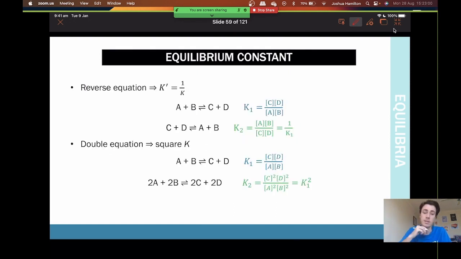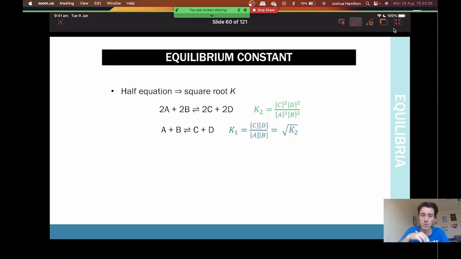So reverse reactions. This is how you also manipulate K. If I reverse the reaction, I'm going to flip my K value. It makes sense because I flip my A's, B's, C's, and D's. As you can see there, I put my A and B on the top because it now becomes the product because I flip my reaction. So 1 over K. If I double my reaction, I'm just going to square my K value because I'm now going to add a little square to all of my values.